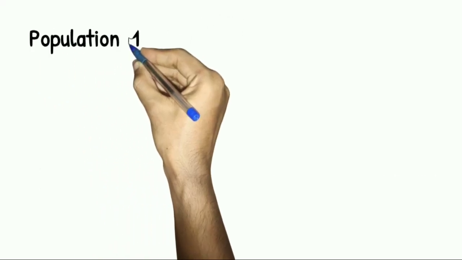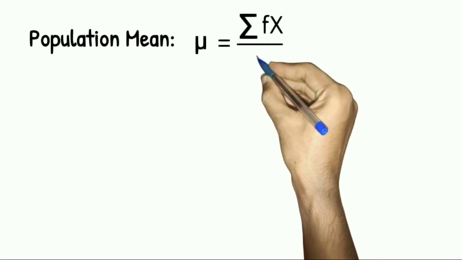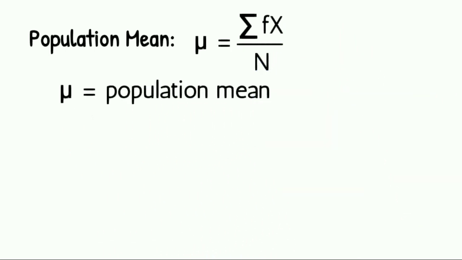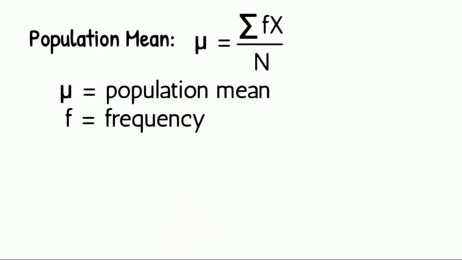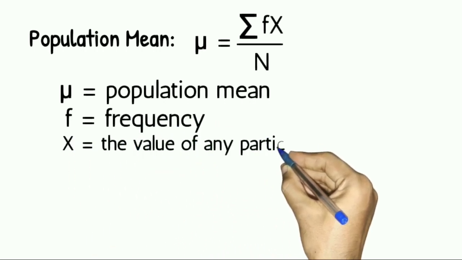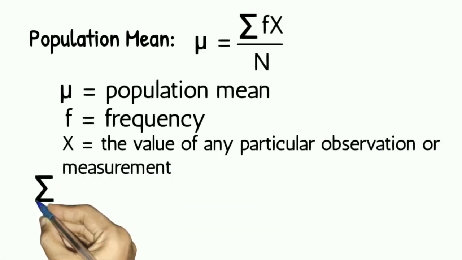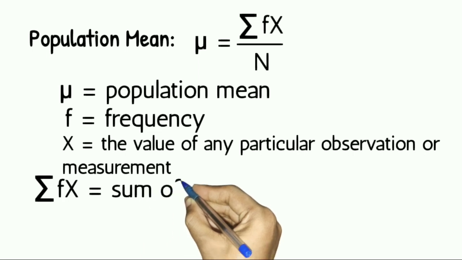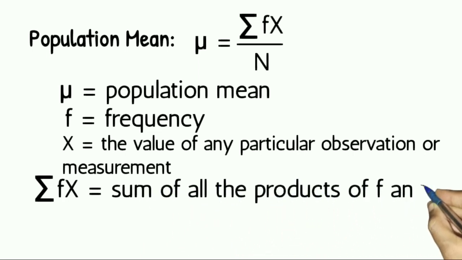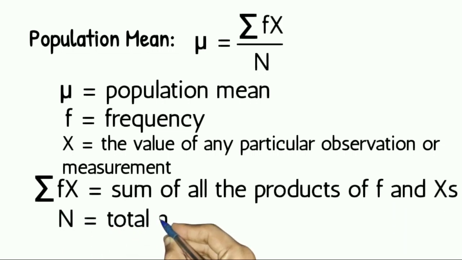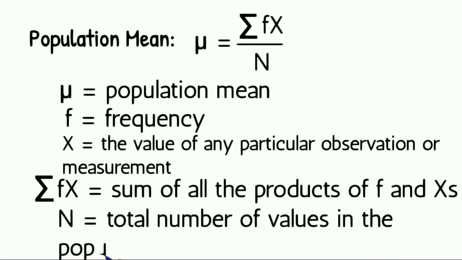The formula for population mean is this. The mu is the population mean, f is the frequency, x is the value of any particular observation or measurement, the summation symbol or sigma, and the fx is the sum of all the products of f and x's, and the N is the total number of values in the population.